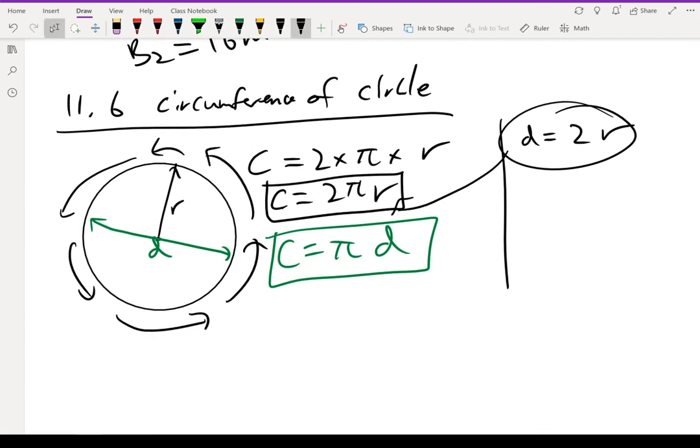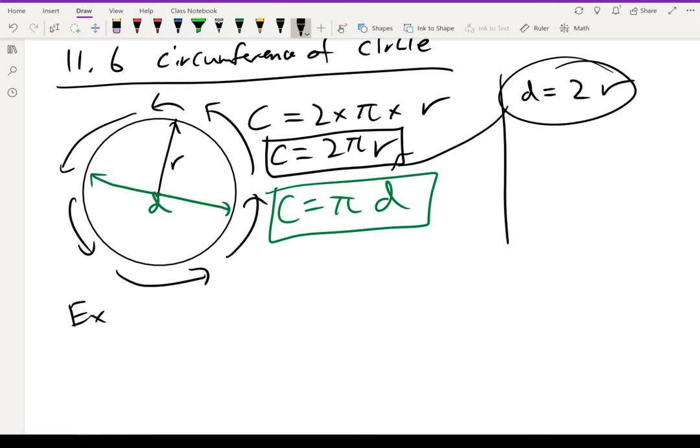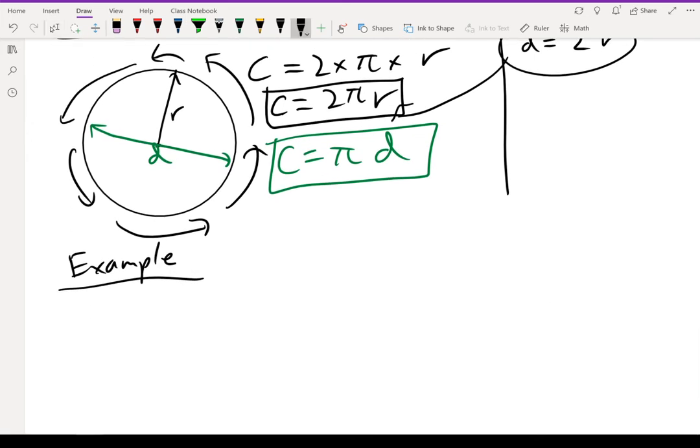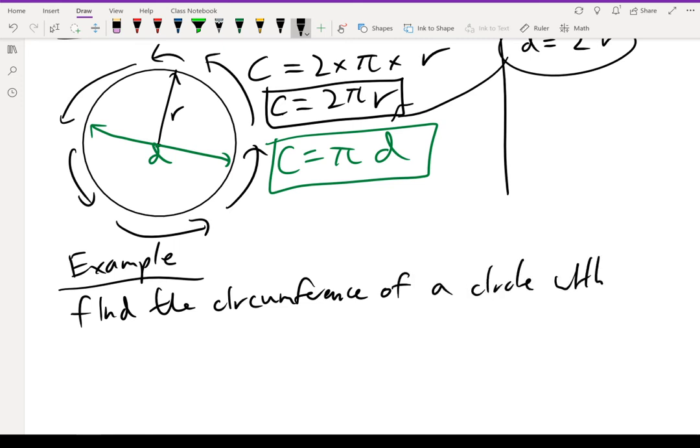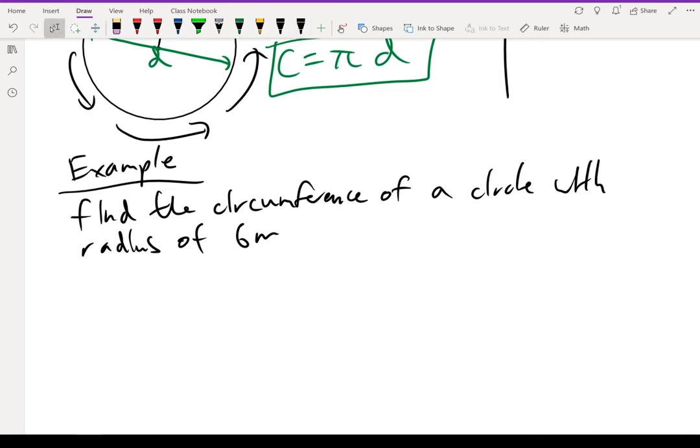So let's go straight into an example. I lost count of which example I'm on, so I'm just going to say example. Find the circumference of a circle with radius of 6 meters. Okay, so C is equal to 2 times, and I'm going to say pi is equal to 3.14. Okay, 2 times pi times 6 meters.